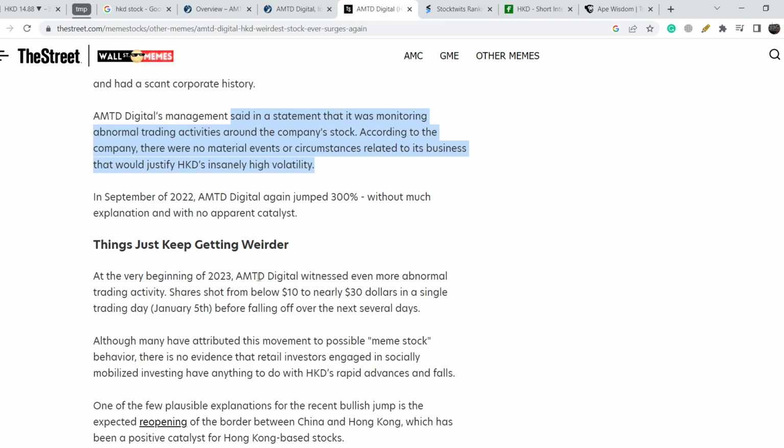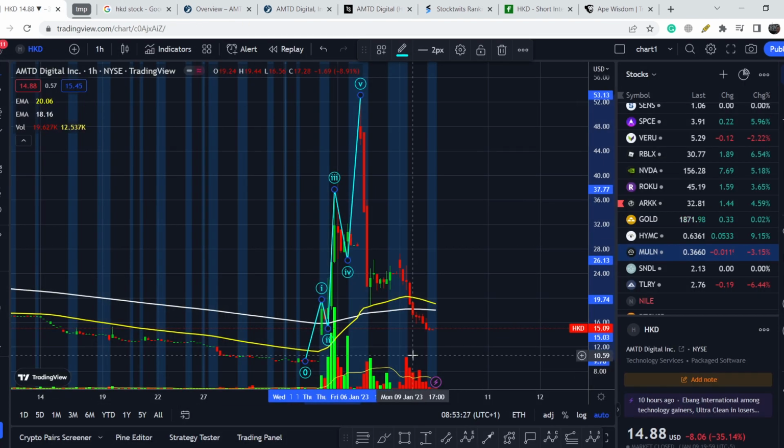In the very beginning of 2023, AMTD Digital witnessed even more abnormal trading activity. Shares shot from below $10 to nearly $30 in a single trading day, January the 5th, before falling off over the next several days. And I have to say that in off trading hours, it surged even higher, and it reached the price target of roughly $52. Definitely this movement to the upside was made, as I already mentioned, in extended hours, and it shows even more abnormal activity on this asset. That's why we have to be very cautious.